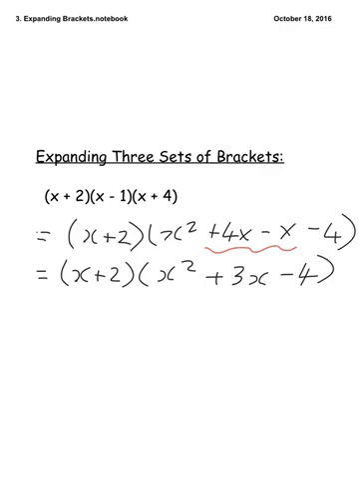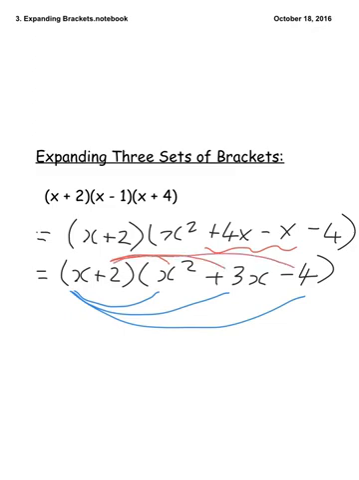The second part of this is to multiply out each of the terms in the second bracket by x, and I'm going to multiply each of the terms in the second bracket by 2. This will give me my fully expanded set of brackets. So x times x squared is x cubed, x times plus 3x is plus 3x squared, x times minus 4 is minus 4x.